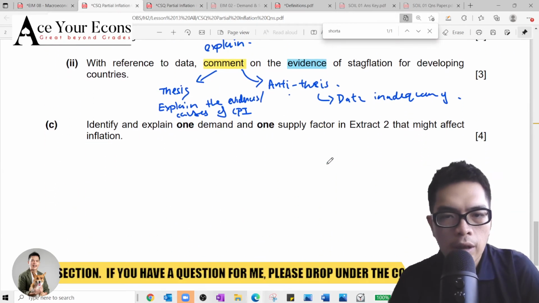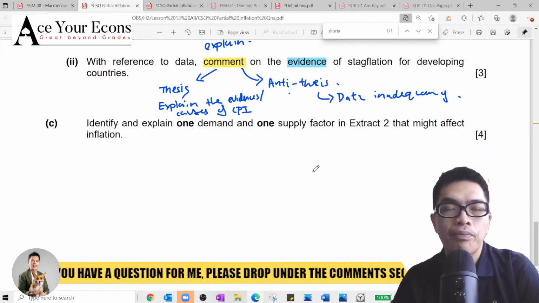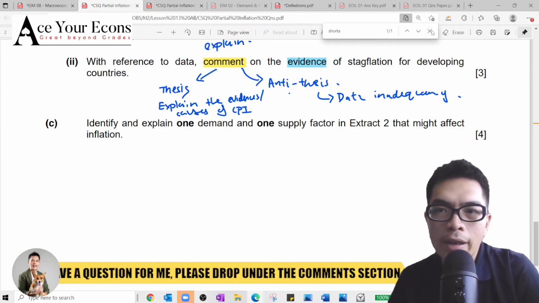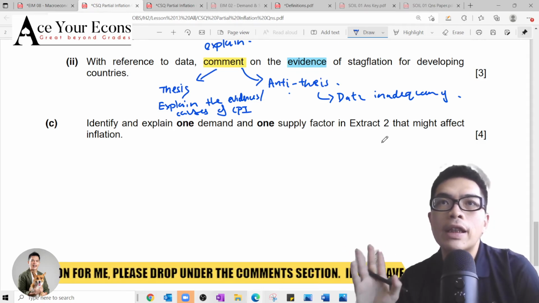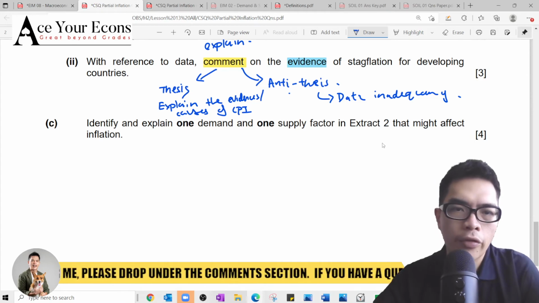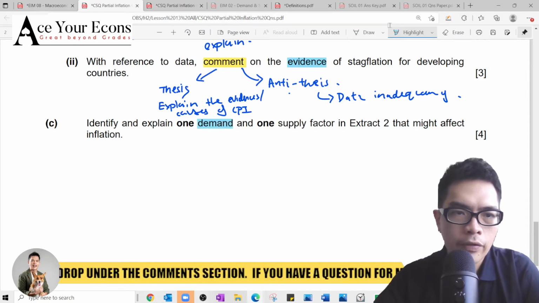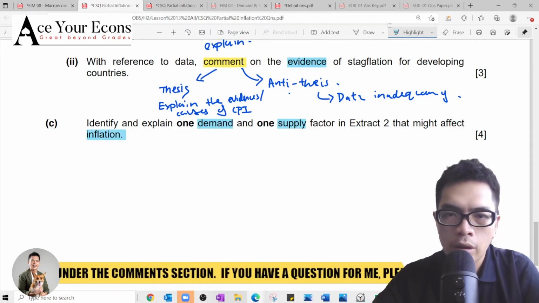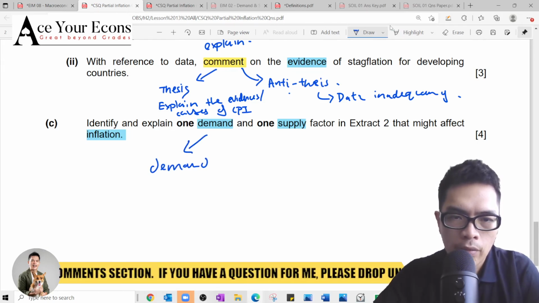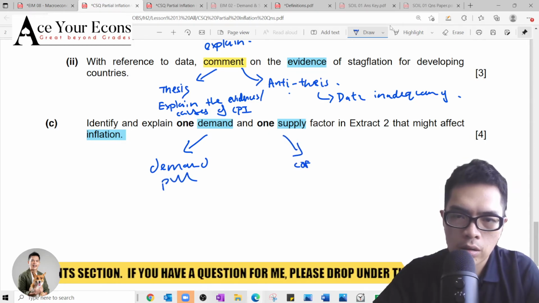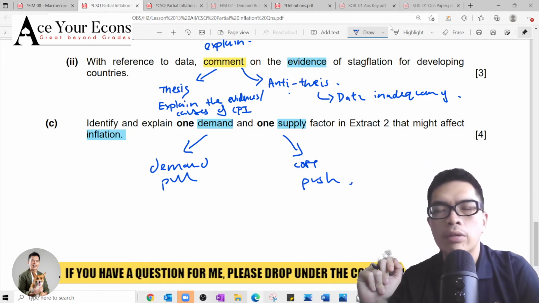Alright, I'm going to move on to the next question. For part C, how are we going to interpret this question? It's fairly straightforward. One demand, one supply factor that might affect inflation. Alright, so on the surface, a lot of students are going to favor this approach. They see these two keywords: demand, inflation, supply, inflation. They will address demand pull and cost push. That's not wrong. It does fit into the criteria of this question.